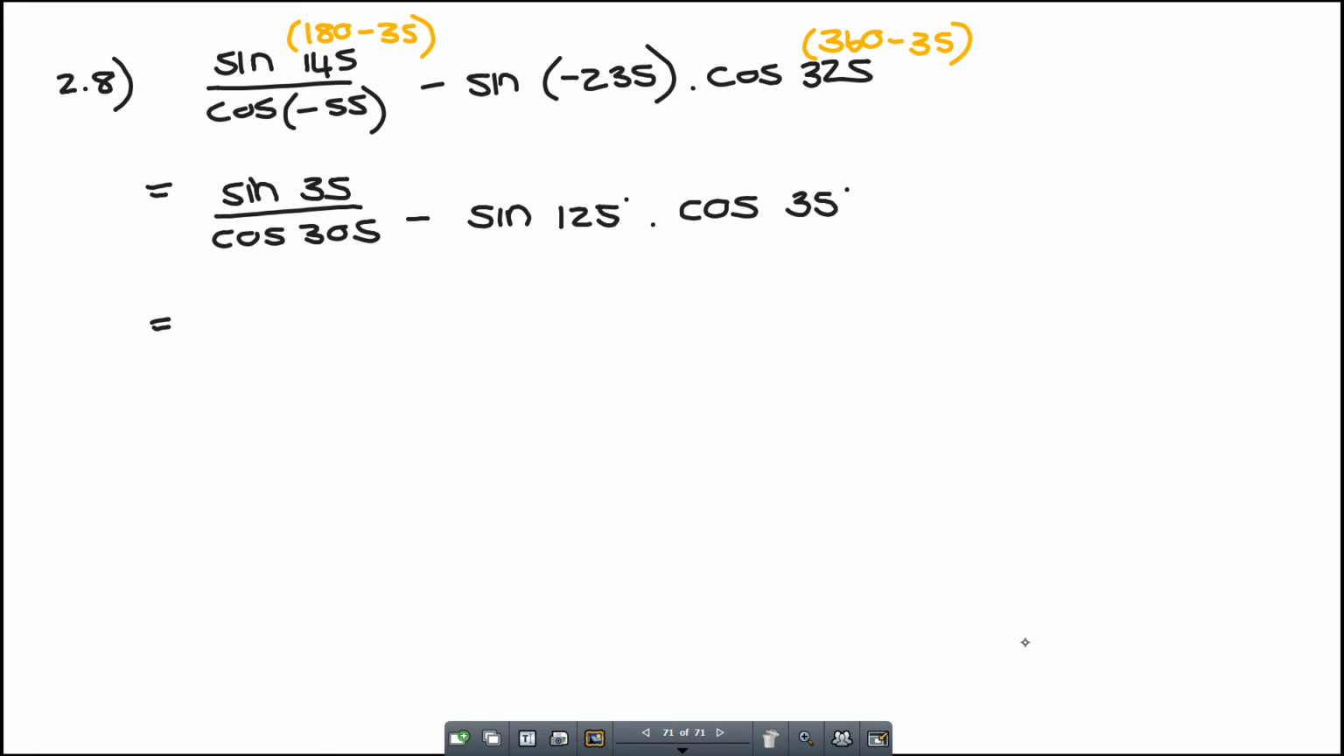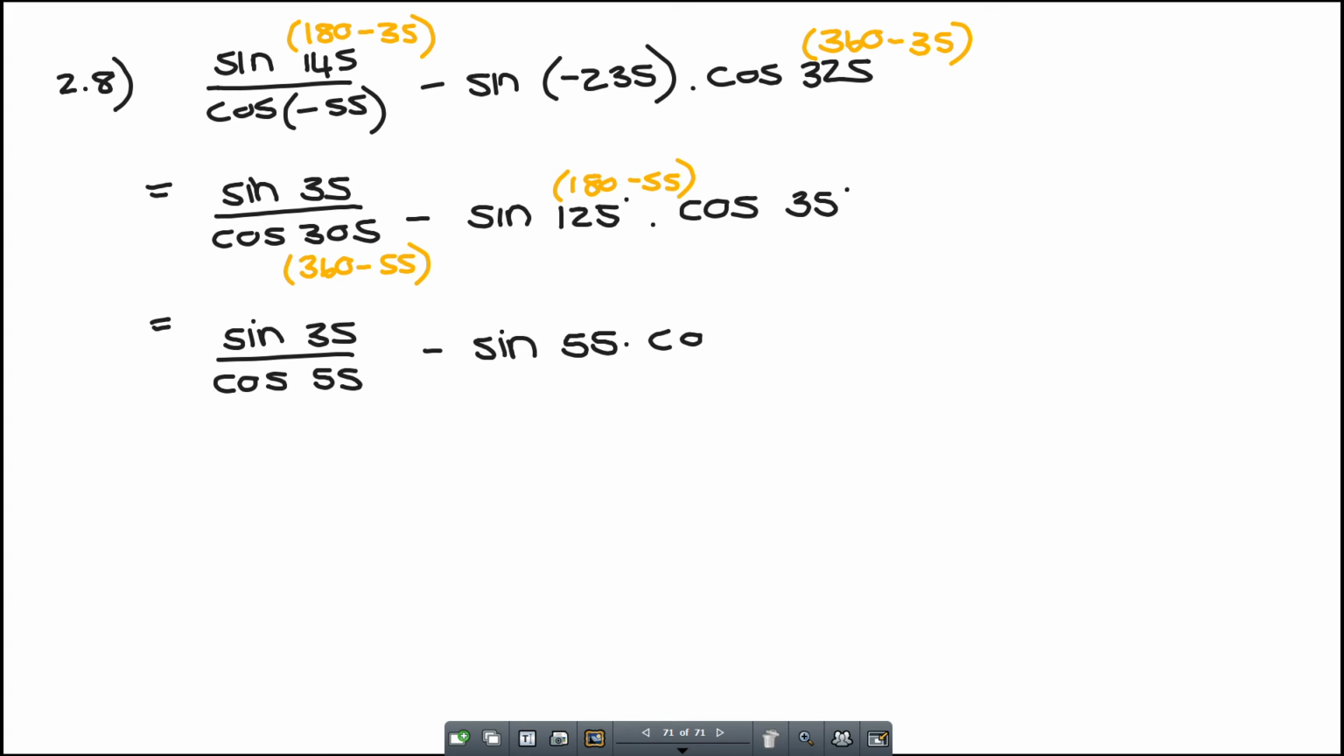Okay, now this fraction over here, cos 305, dis mos eintlik 360 minus 55. Okay, so daai raak eintlik sine 35 over cos 55. Minus sin, and that's 125 is the same as 180 minus 55. En dis in die tweede kwadrant, so sin is daar positief, so hy raak net minus sin 55. Cos 35. Is julle nog reg?